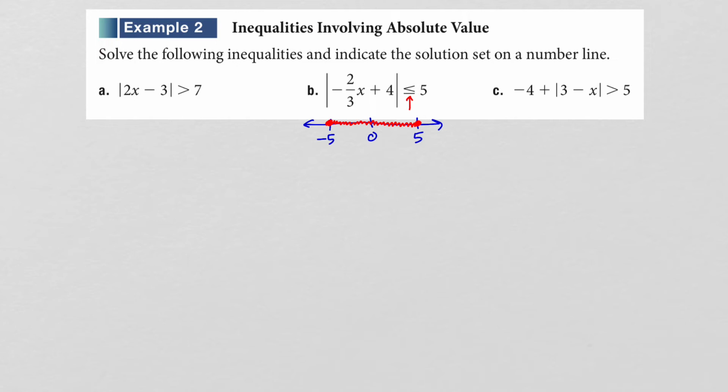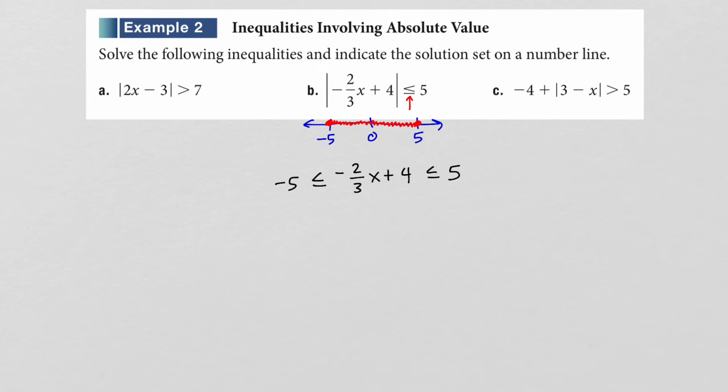So now how do we set this up? Well, the number we are referring to is whatever's inside the absolute value sign. So what we have is the number negative 2/3 x plus 4. That number has to be less than or equal to 5, but also greater than or equal to negative 5. And now we just need to solve this compound inequality.